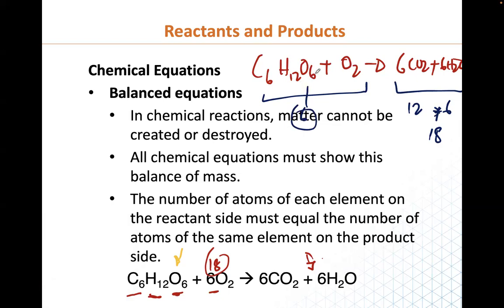So you have to balance it. You have to get 18. So what do we have to put? We have to put 6 here times 2 to give you 12. So 12 plus 6 gives you 18. So now it's balanced. I gave you some examples in the class, so you can try to review those again.